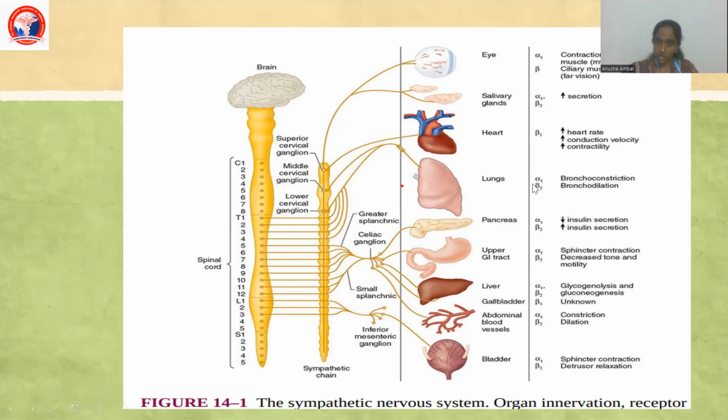Coming to the important concepts like bladder. Bladder, alpha will always act at the sphincter level, beta will act at the muscle level. That is smooth muscle action, more of beta 2 action. And this is very important. Abdominal blood vessels. Alpha is always vasoconstriction. Beta is always vasodilation. So, whenever you go for an alpha 2 agonist, you will have a vasoconstriction property only.